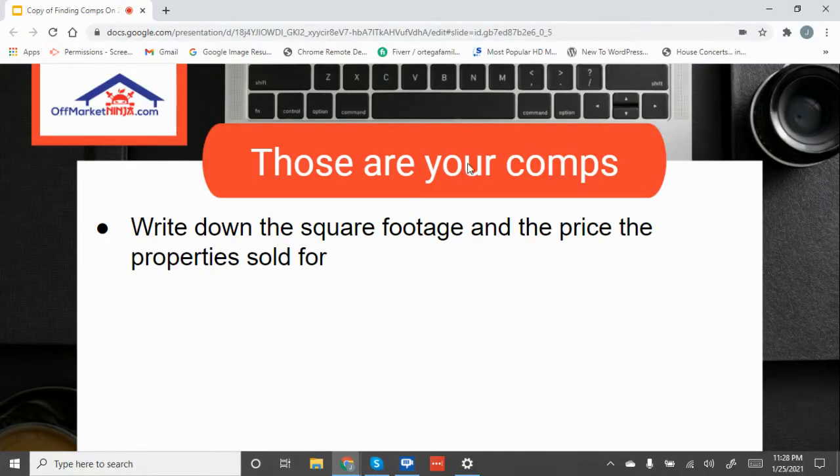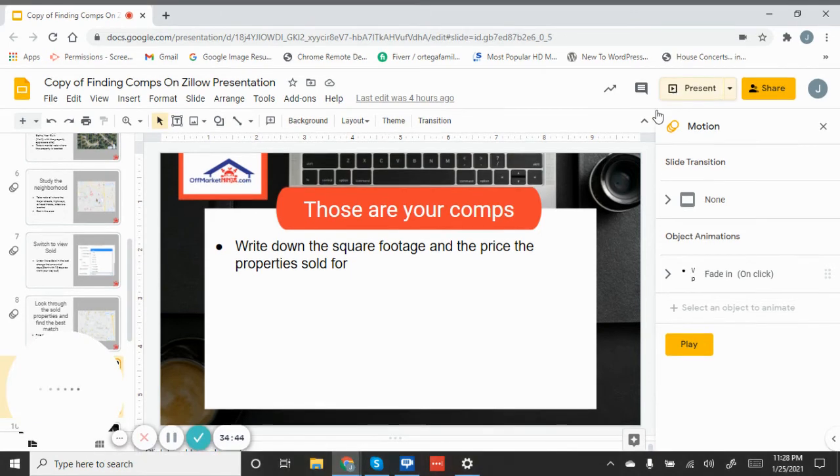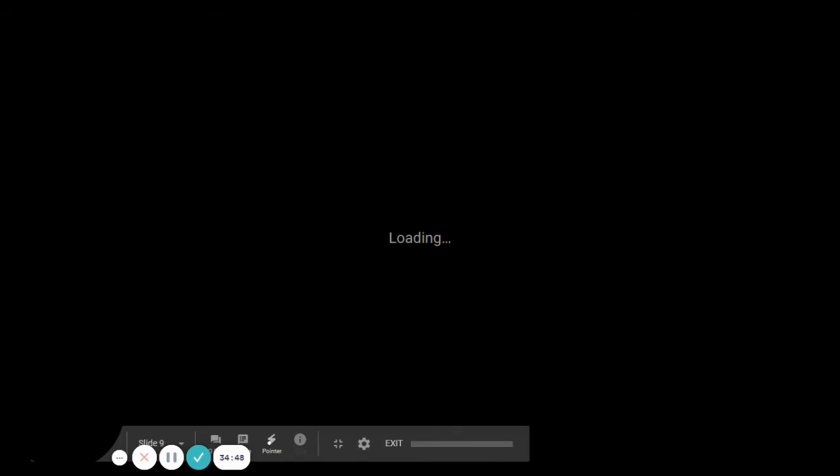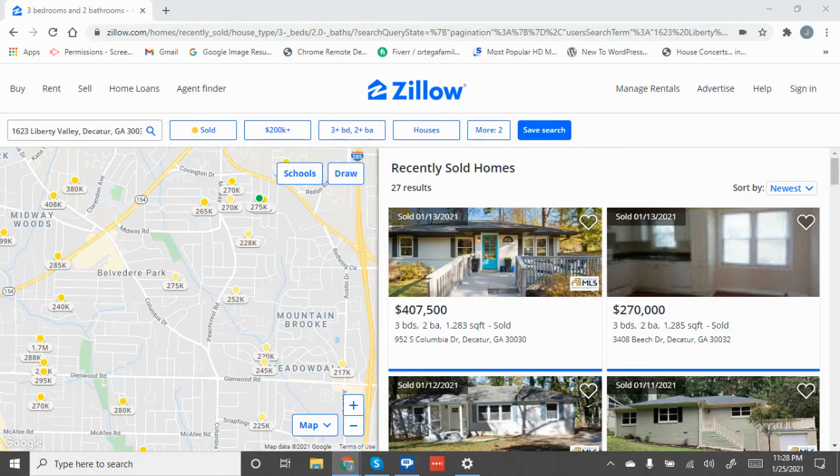So let's go back to Zillow here. All right, so this particular property sold for 217, and I'm running these down. 217, and the square footage is 1392. Is within the range we want to be. I know it's brick, but it's just an example, you guys.